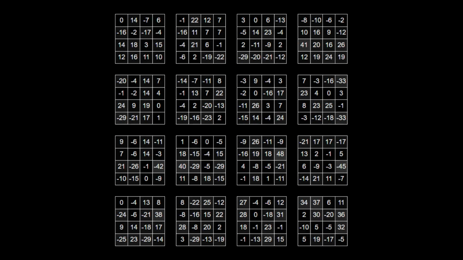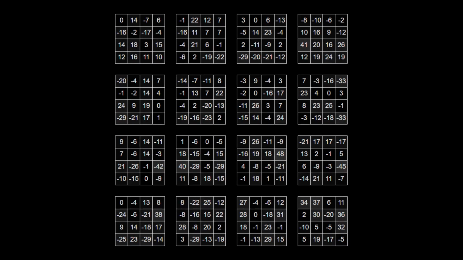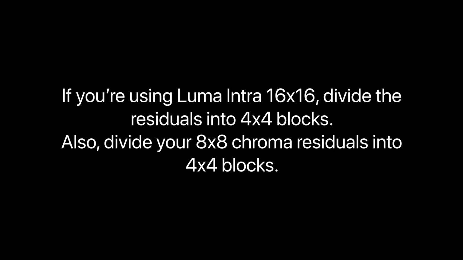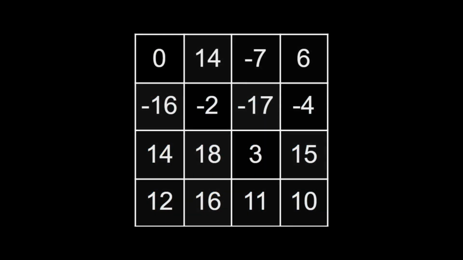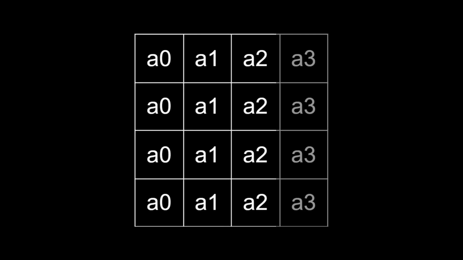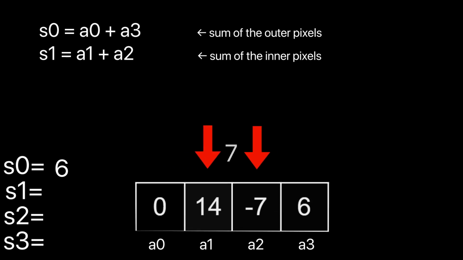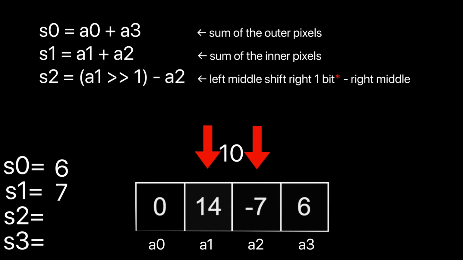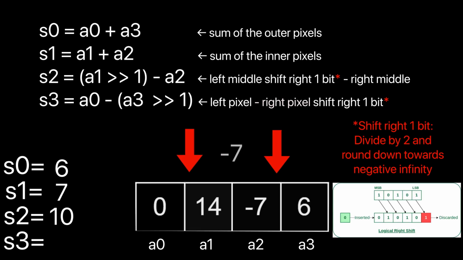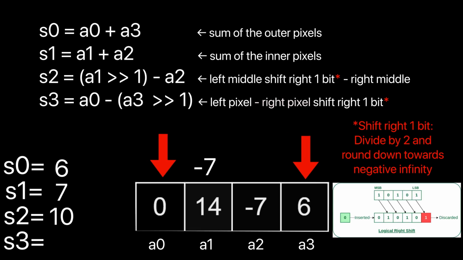Let's first transform our Luma residuals. Make sure you have 16 residuals, each one being 4 by 4 pixels. In our case, we do, but otherwise, you'll have to subdivide your 8 by 8 or 16 by 16 residual blocks. Let's start by transforming the 4 rows. Start by representing each row like so: A0, A1, A2, and A3. For each of the rows, find the sum of the outer pixels, sum of the inner pixels, difference between inner pixels, shifted right 1 bit, and difference between outer pixels, shifted right 1 bit.